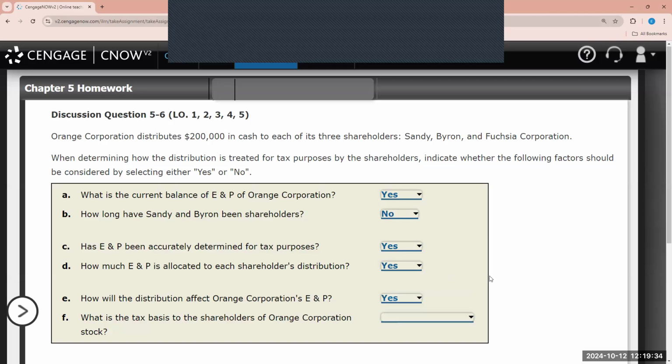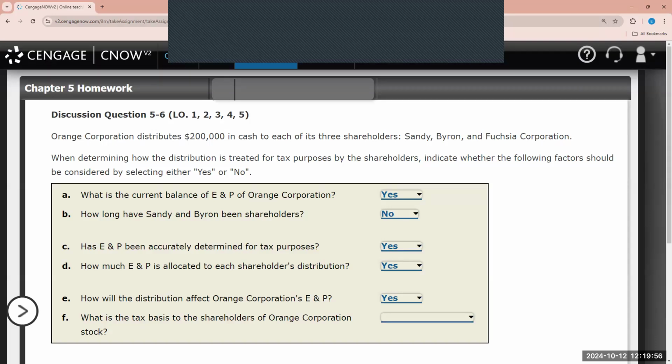Yes, this has an impact because as we know, earnings and profits serve as a measure of the corporation's earnings that are available to distribute as taxable dividends to the shareholders. So again, at the very basic level, earnings and profits determine the dividend paying capacity of a corporation.